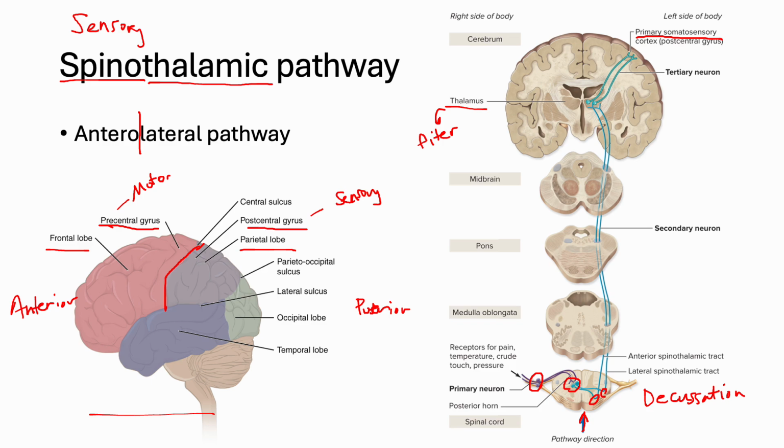This one has 3 neurons because there's one that the cell body is in the dorsal root ganglion. The second one has a cell body in the dorsal gray horn. The third cell body is in our thalamus that filters the information to send it to the cerebral cortex. Okay, so let's move on and look at another pathway.